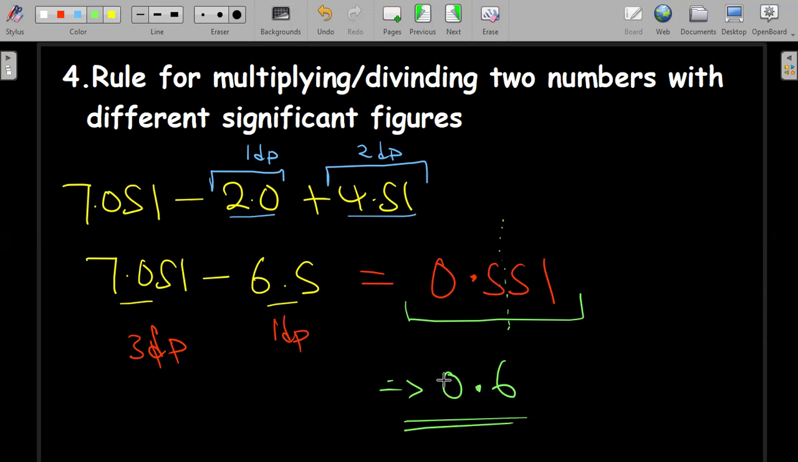So the final answer of that whole expression that we had will just be 0.6. Any questions on whatever we've done today? Feel free to ask any questions on whatever we've done.